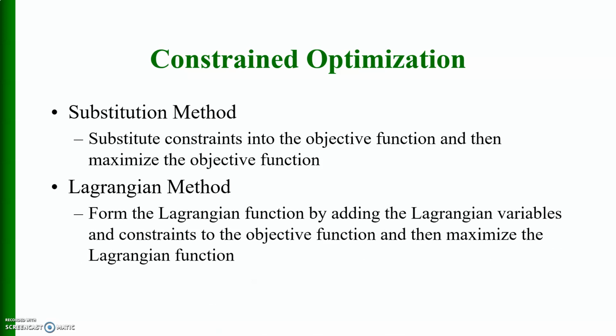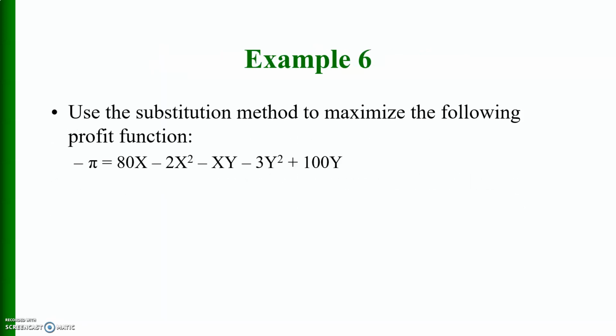One is a substitution method. We substitute constraints into the objective function and then maximize the objective function. The other method is Lagrangian method, and we form the Lagrangian function by adding the Lagrangian variables and constraints to the objective function and then maximize the Lagrangian function.